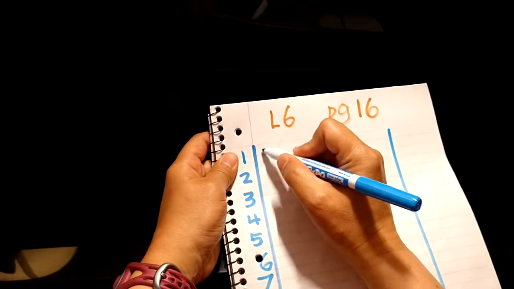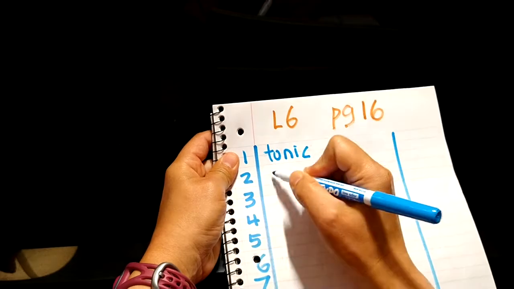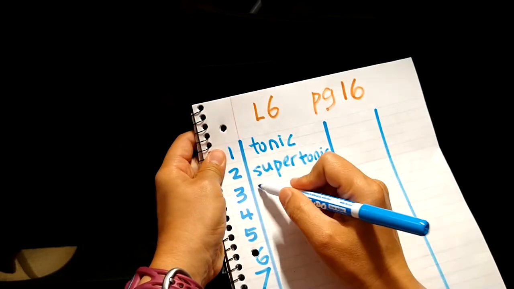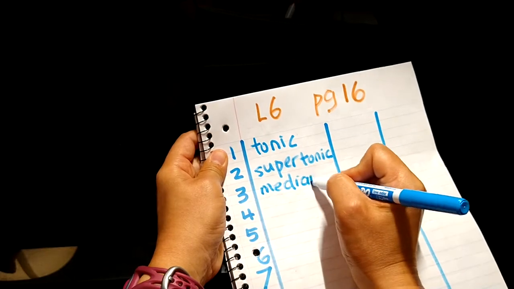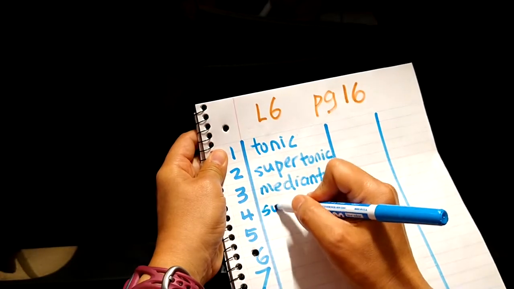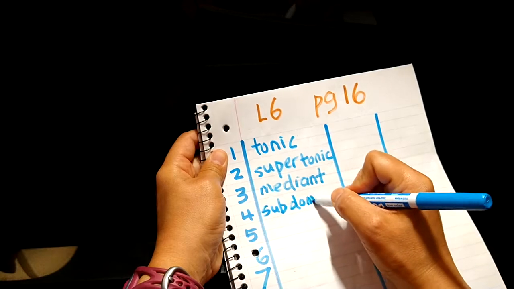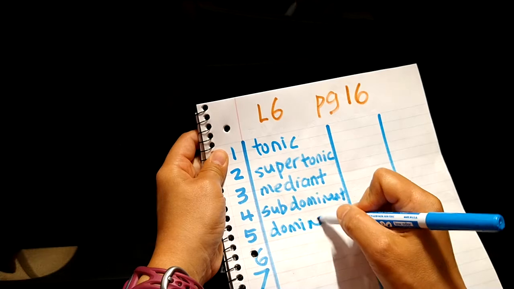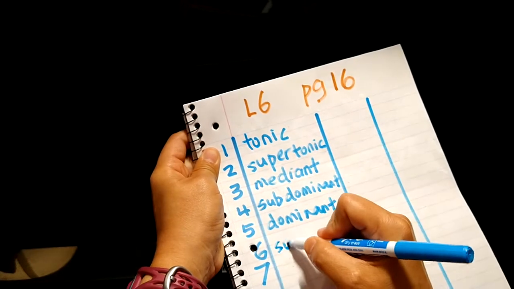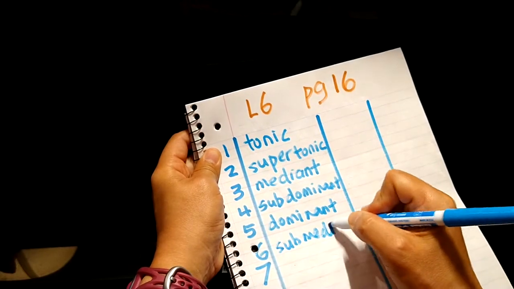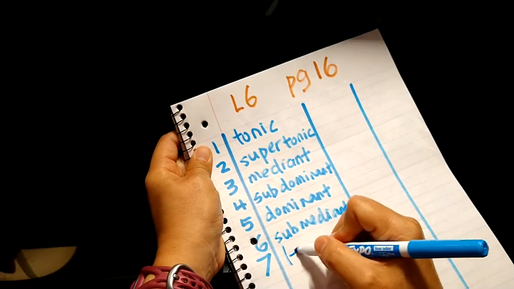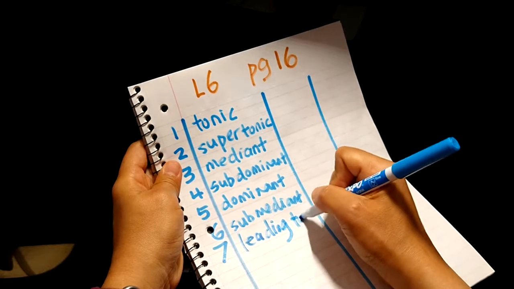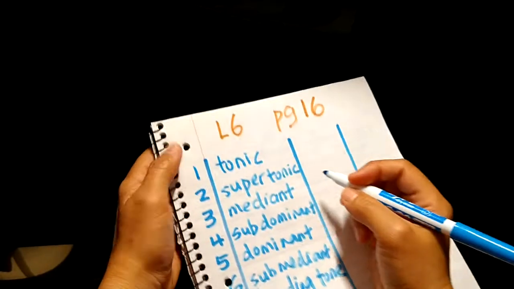So one is called tonic. You need to write this down. Supertonic is 2. This is mediant, and all this you have to memorize, okay? 4 is subdominant. 5 is dominant. 6 is submediant. 7 is called leading. So, okay? All this has a name.